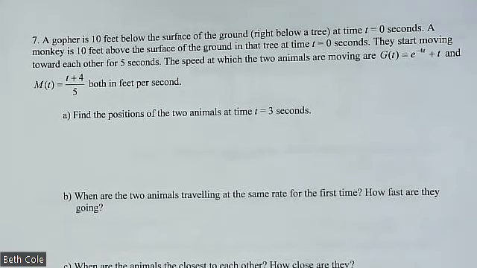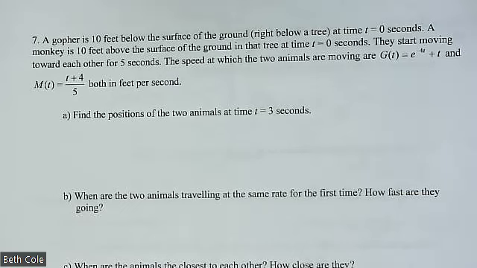Do you know what a gopher is? Like one of those little burrowing creatures that makes holes in your yard? Okay. So he's below the ground, right below a tree at time 0. So our accumulation does start at 0 for this one. A lot of times when it's a story problem, it starts at 0 because time.